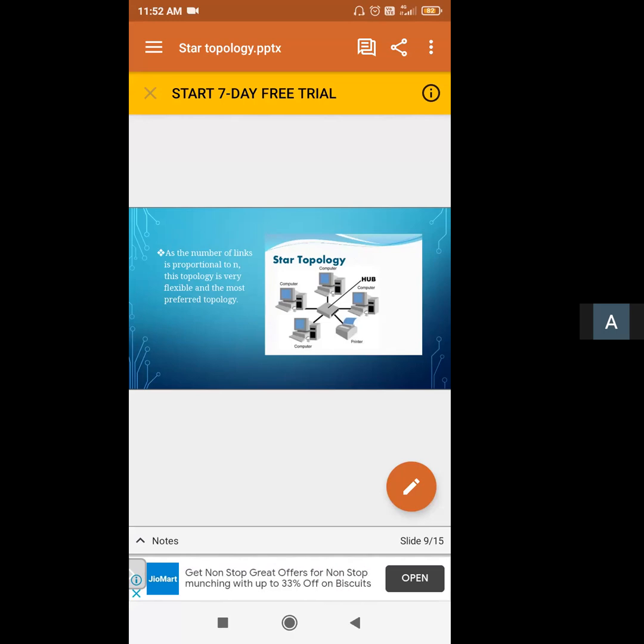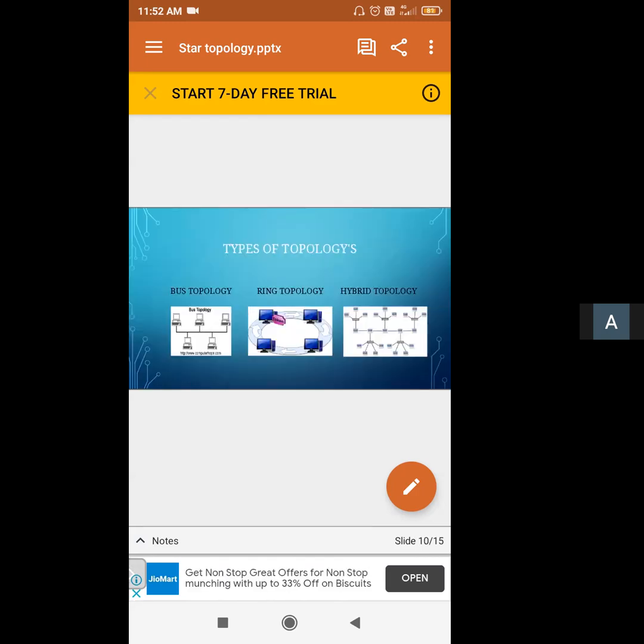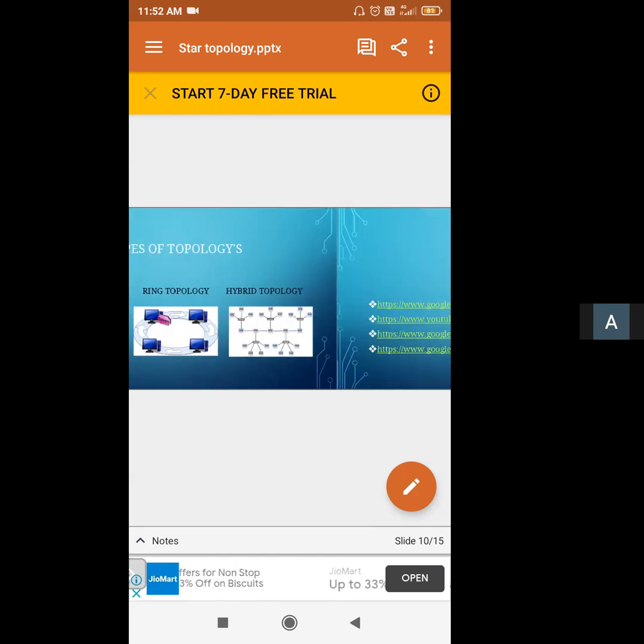The star topology is a topology for a local area network in which all nodes are individually connected to a central connection point, like a hub or switch. A star takes more cable than, for example, a bus, but the benefit is that if a cable fails, only one node will be brought down. The types of topology: bus topology, ring topology, hybrid topology, star topology.